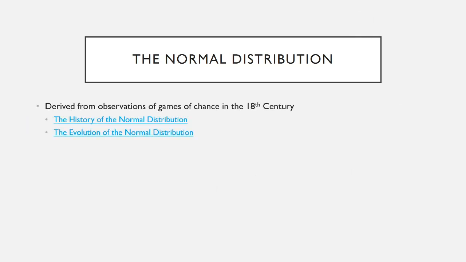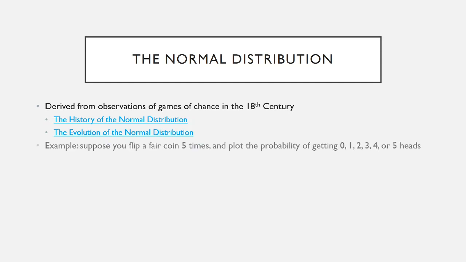There's a somewhat interesting history to the normal distribution in that it was mathematically derived based on a series of systematic observations of various games of chance that rich people would play in Europe in the 18th century. Here's an example of what I mean by a game of chance. Let's say you're flipping a coin a series of times. Let's say you flip it 5 times.